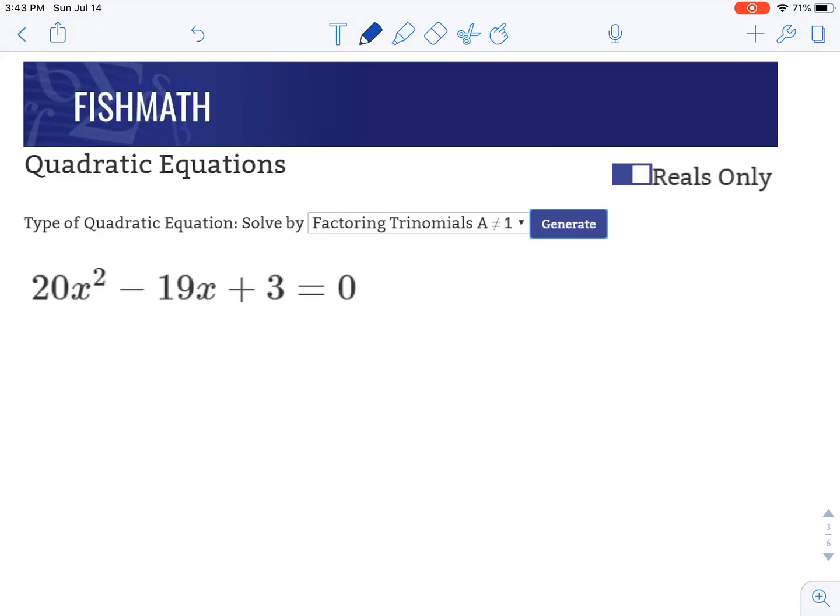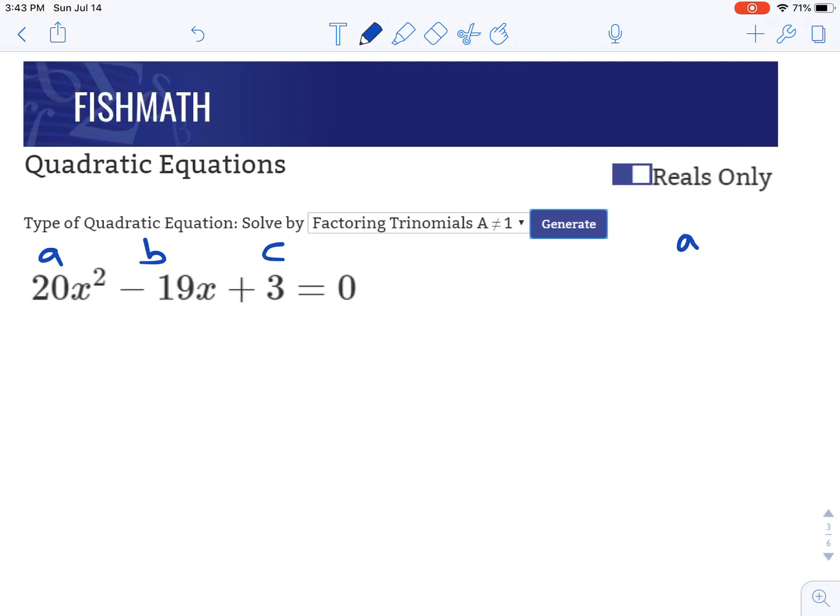Hi everyone, we're going to solve this quadratic equation, which is a tricky trinomial because a is not equal to 1. So a over here would be 20, b is negative 19, and c is 3. The way we do this when a is not equal to 1 is we use the splitting the linear term method, and this way avoids any guessing and checking.